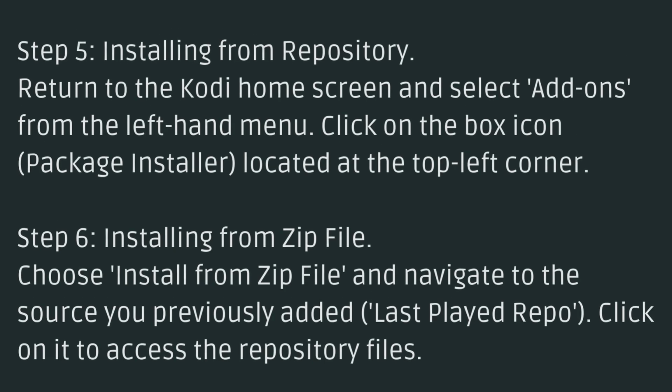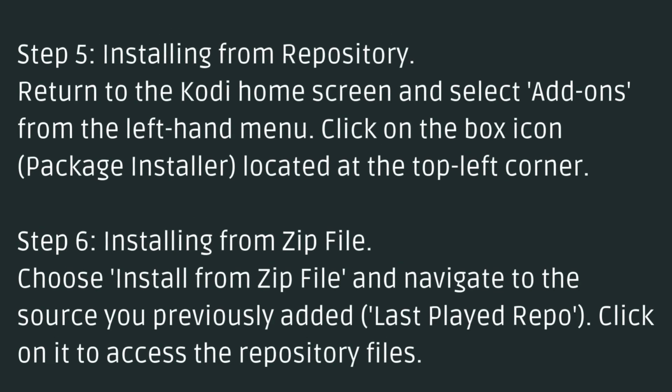Step 6. Installing from zip file. Choose Install from zip file and navigate to the source you previously added, Last Played Repo. Click on it to access the repository files.